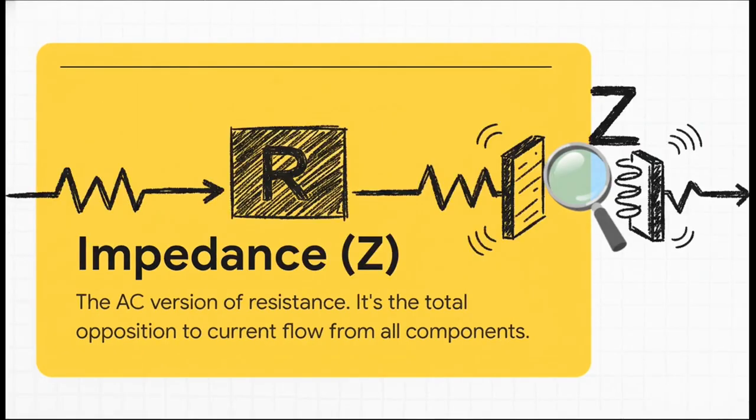And with this new language of phasors, we needed a new concept to go with it: impedance, which we represent with the letter Z. You can think of it as the big brother of resistance. While resistance is just a simple roadblock, impedance is a much more complex opposition to AC flow. It takes into account how components like capacitors and inductors react differently depending on the frequency of the AC wave.